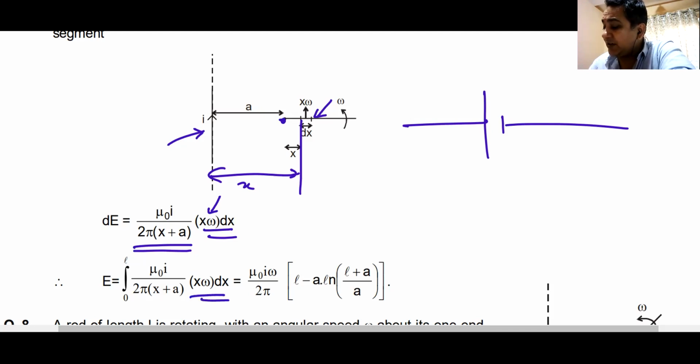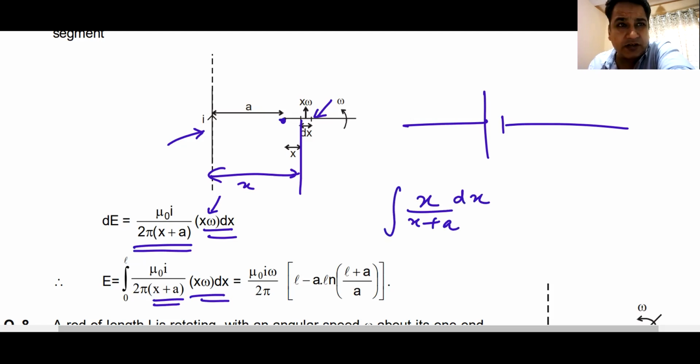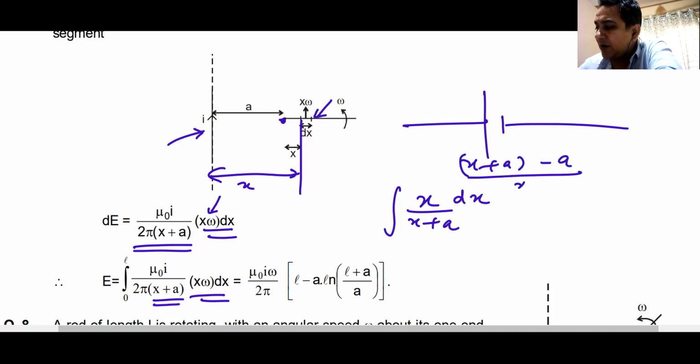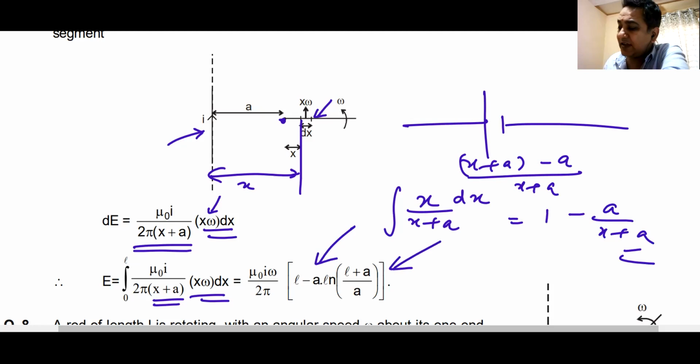Now you need to integrate this. Remember, this is the integration of x upon x plus a dx. You have to integrate it by breaking it into fractions. So you will write this x as x plus a minus a, divided by x plus a. So it will be 1 minus a upon x plus a. This is how they have integrated it, and that is the result that they have. Please remember this result. If you're lucky, the same question will come, and then you will be overjoyed to see this in the examination hall.